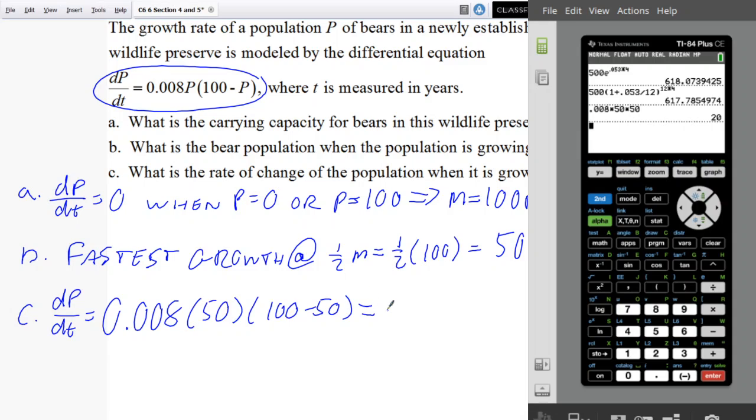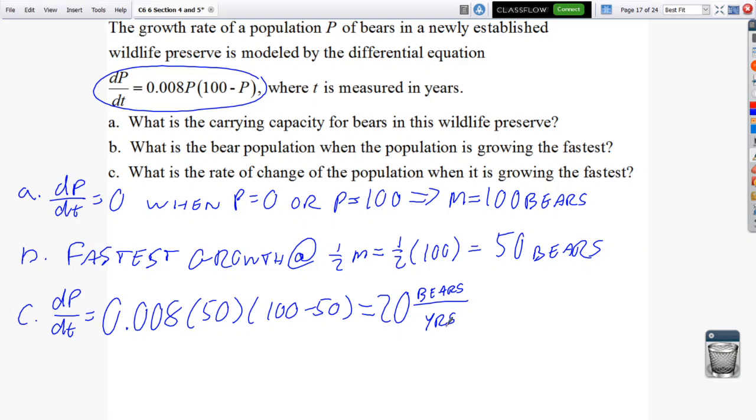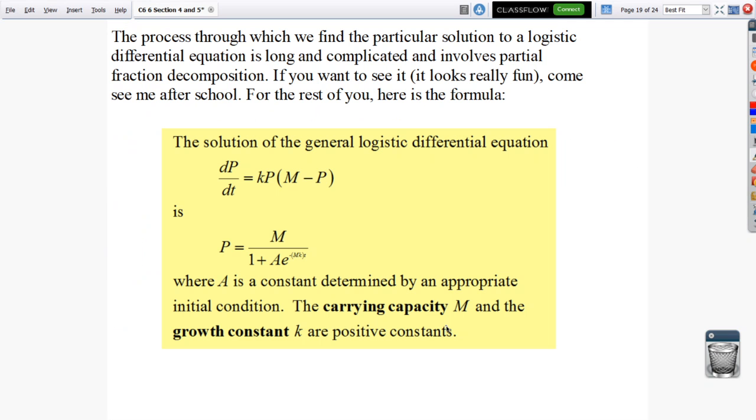So this is going to be equal to 20, and I've got to make sure that I'm using the correct units. Again, it's dP/dt, so dP is measured in bears per dt. I think I know t is measured in years. So the fastest growth rate is 20 bears per year. When I have 50 bears in my wildlife preserve, I'm going to be producing 20 bears per year. It's a lot of bears. That scares me. All right.